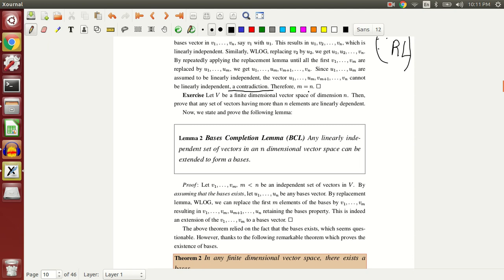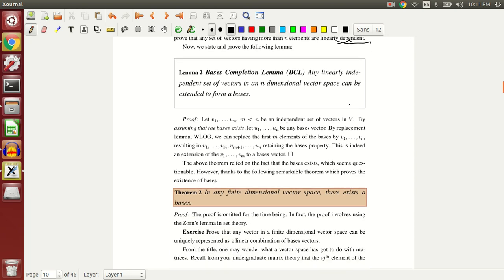So m ought to be equal to n. There's no way this statement would hold unless m is equal to n, which proves that a vector space has unique dimension. We proved that. Another exercise is to prove that any set of vectors having more than n elements is linearly dependent. Yes, they'll still span the set, they just won't be linearly independent.